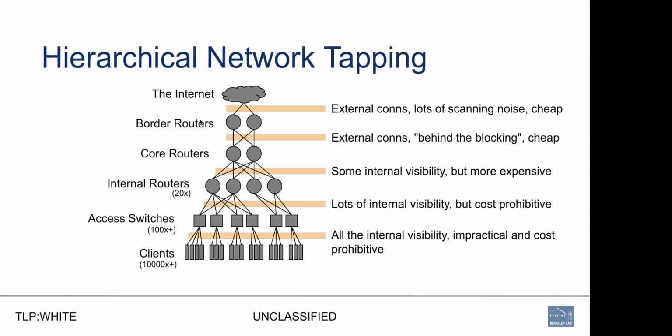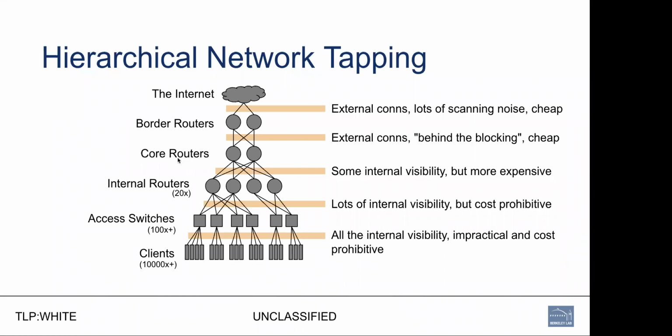That gets you visibility between the internet and your network, but it also gets you lots of scanning noise because it's beyond any blocking capabilities that you have for border routers or firewalls. So then you can also tap between your border routers and your core routers, which would get you the same kind of visibility between your network and the outside world, probably a small number of connections as well, but it's behind your border blocking. So you may no longer have to see all of that scanning noise.